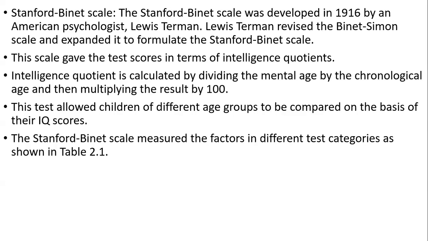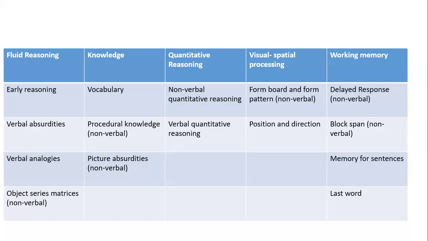So then for a lower average child, the mental age is lower than the chronological age. So this test allows children of different age groups to be compared on the basis of the IQ score. According to the IQ score, we can decide whether this child is a gifted child, an average child, or a slow learner. So these are Binet's decisions about the child's intelligence.